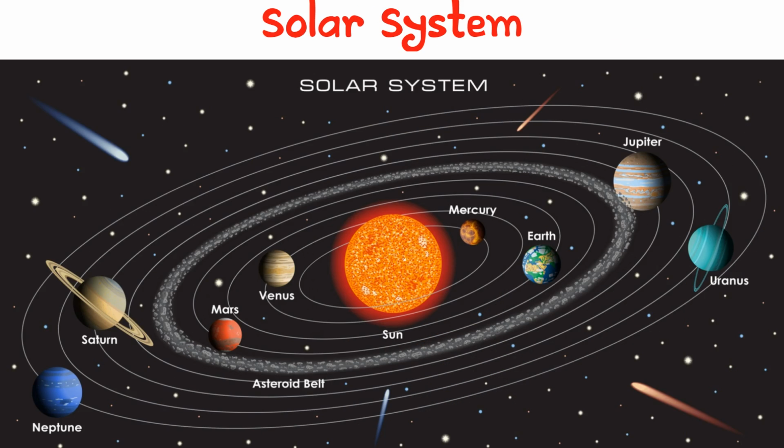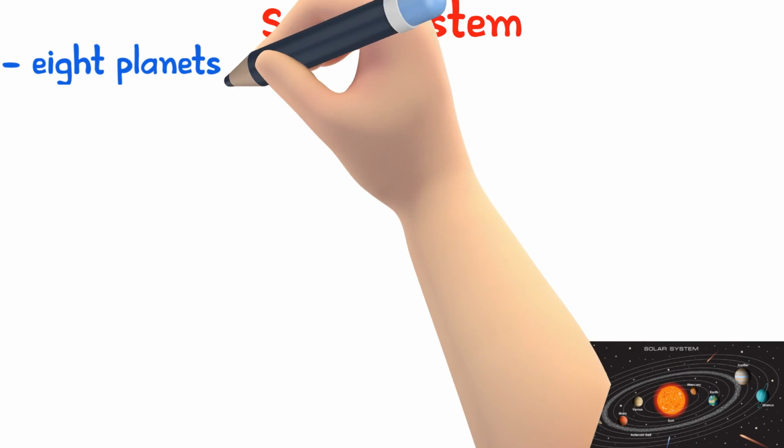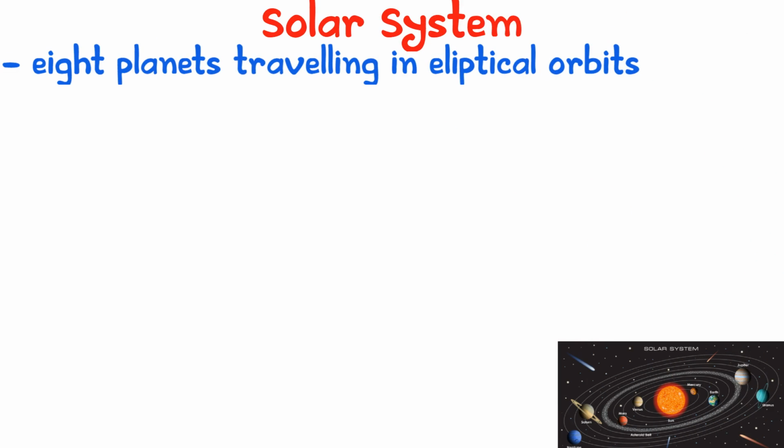This is the solar system. There are 8 planets traveling in elliptical orbits. Earth is one of them. For these planets and comets to travel around the Sun, there must be some sort of force being applied, because there are no strings or wires.